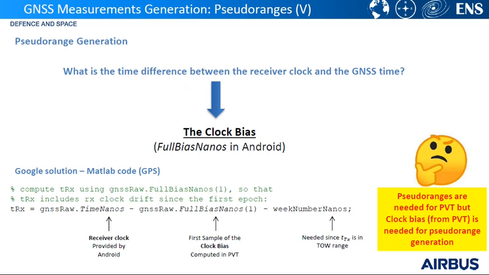Here we have a way of computing TRX from Google. TRX is computed in a way that it includes receiver clock drift since the first epoch. Pseudoranges are needed for PVT, but clock bias from PVT is needed for pseudorange generation.